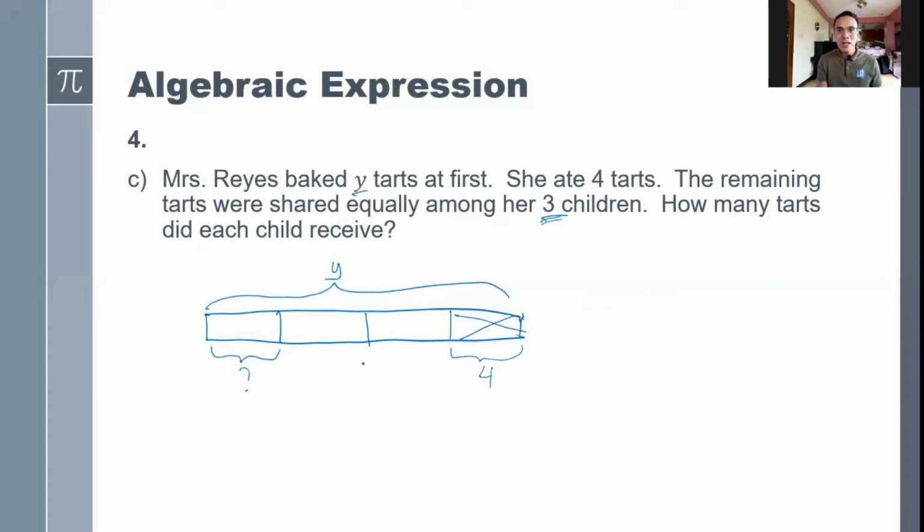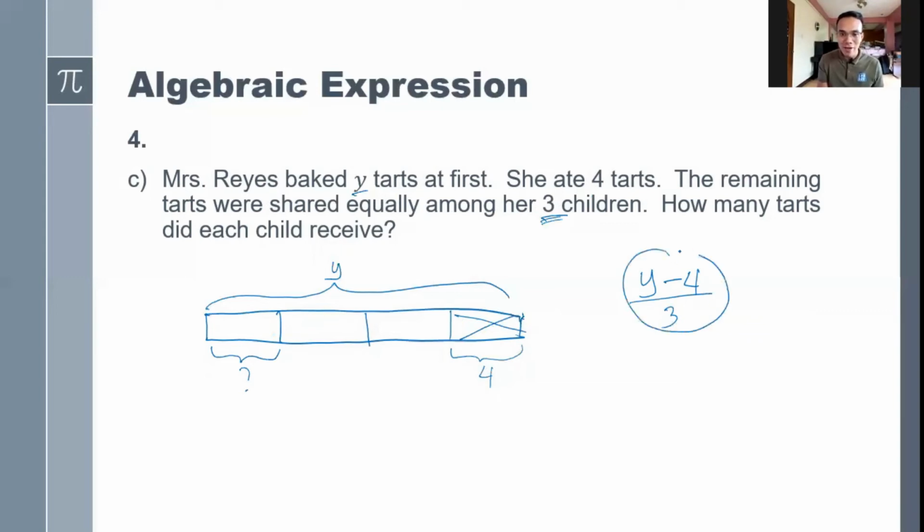So what is going to be our expression here? So we have here y. She ate 4, so Y minus 4. And you divide the remaining by how many children? 3. Did you get this?